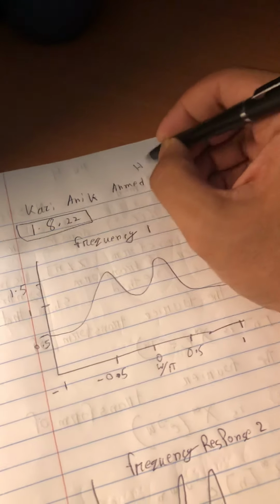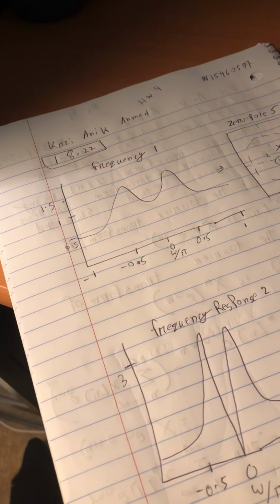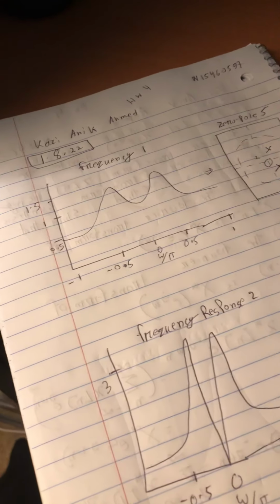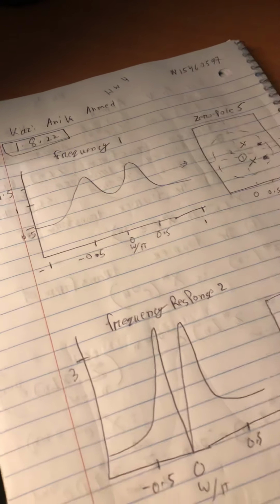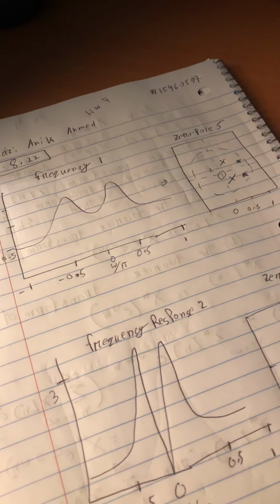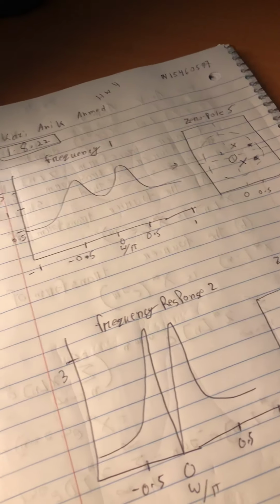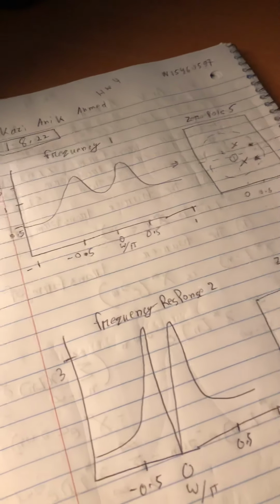N1546057, and today I'll be doing homework number 4, problem 1.8.22. This is a problem where we have been given 8 frequency responses that align to a certain zero and pole diagram with zeros and poles, and so we're given 8 graphs, in total 16 graphs, but we're asked to not use any computational method or even MATLAB to generate anything, but use more reasoning and intuition.